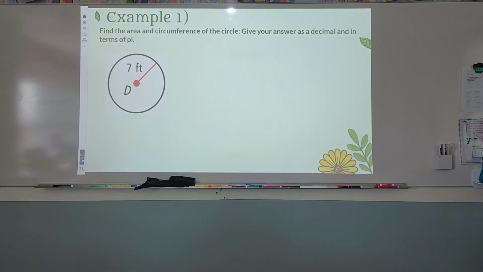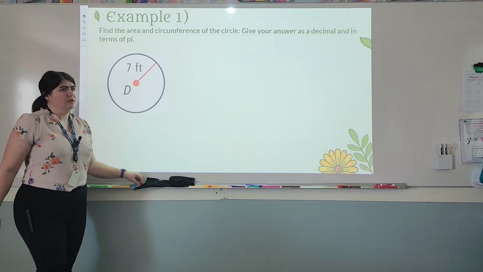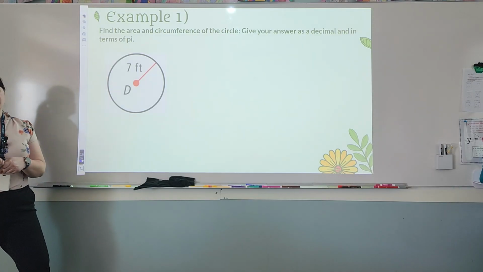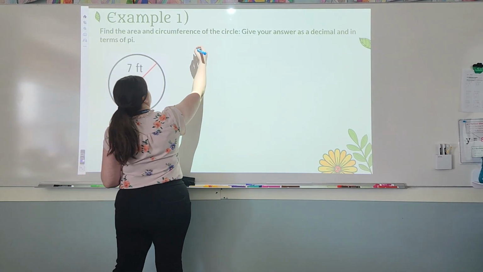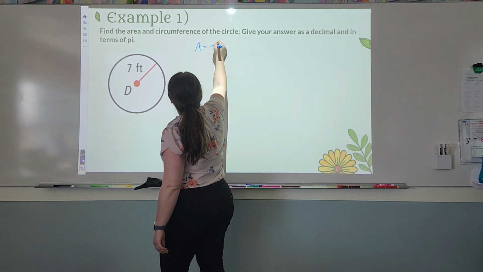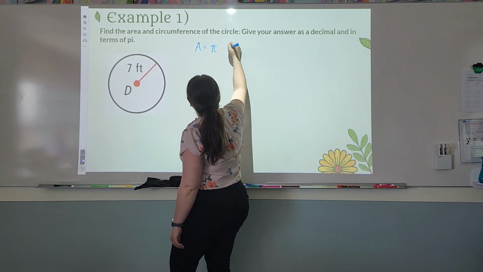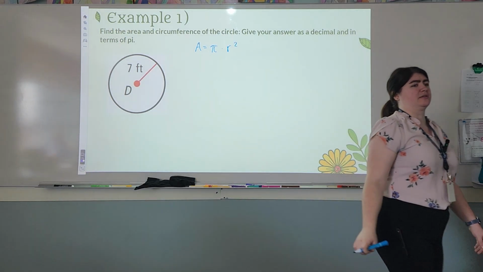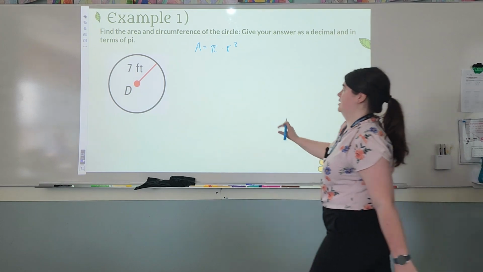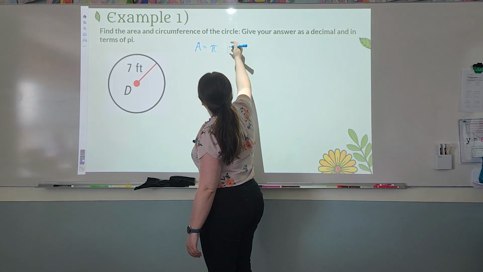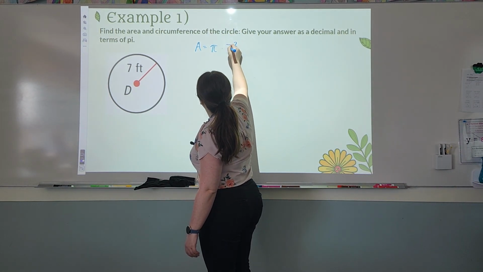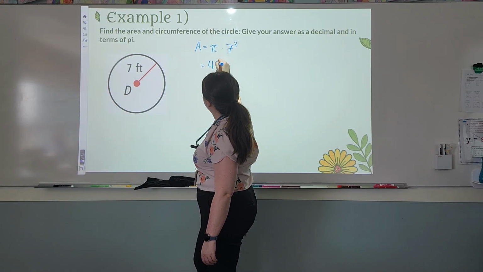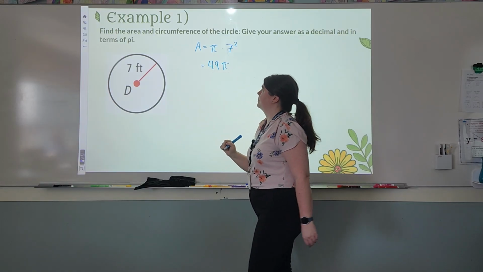In example 1, it says to find the area and circumference of the circle. Give your answer as a decimal and in terms of pi. So let's go ahead and start with area. Area of a circle is equal to pi times the radius squared. In this circle, what is the radius? 7. So we have 7 squared, which is 49 times pi.